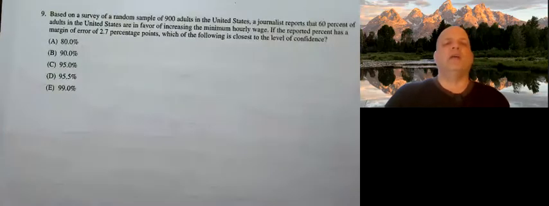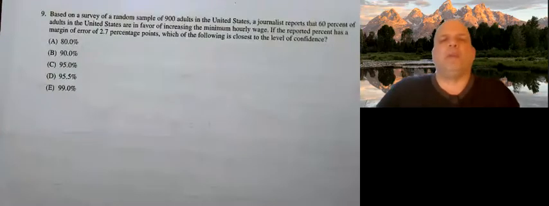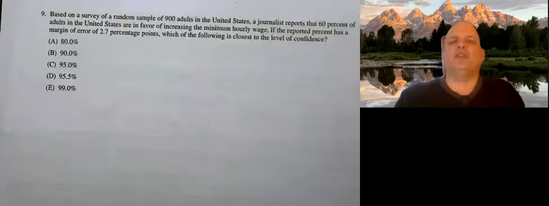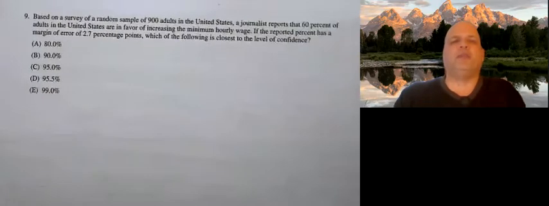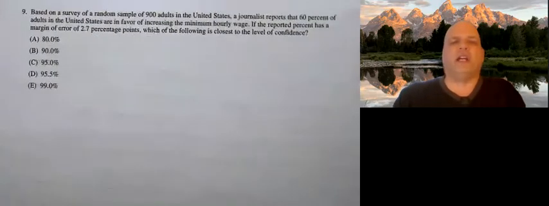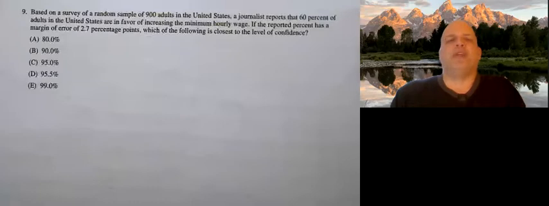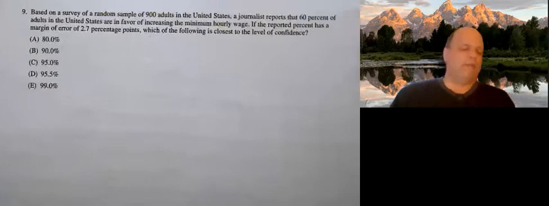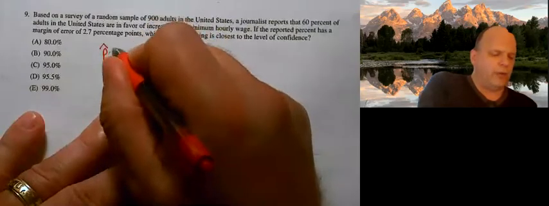Number 9, based on a survey of a random sample of 900 adults in the United States, a journalist reports that 60% of the adults in the United States are in favor of increasing the minimum hourly wage. If the reported percent has a margin of error of 2.7, which of the following is closest to the level of confidence?